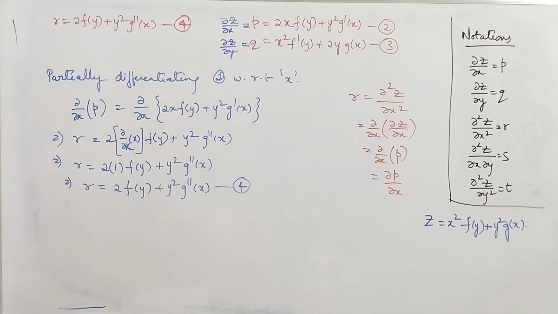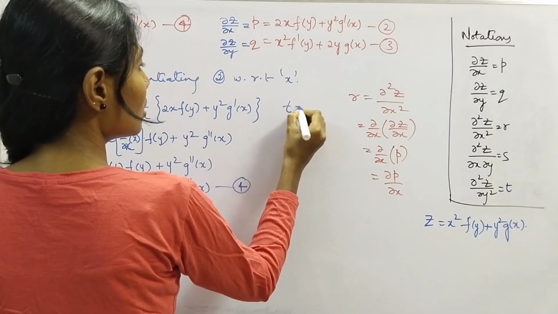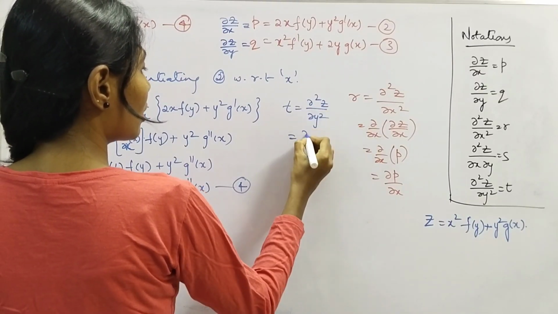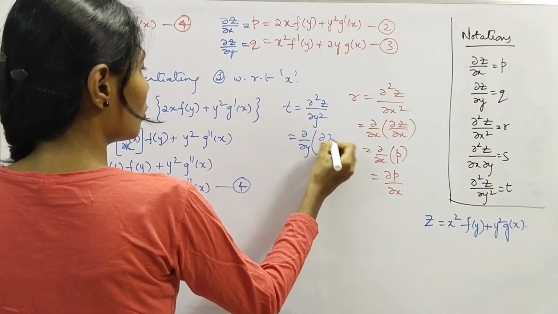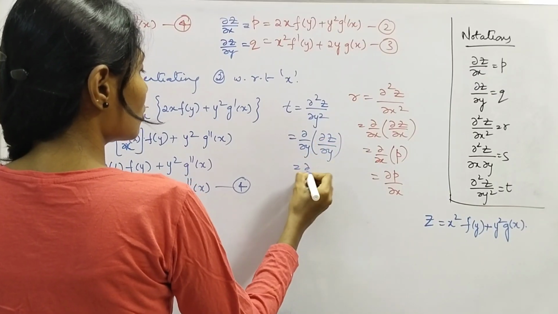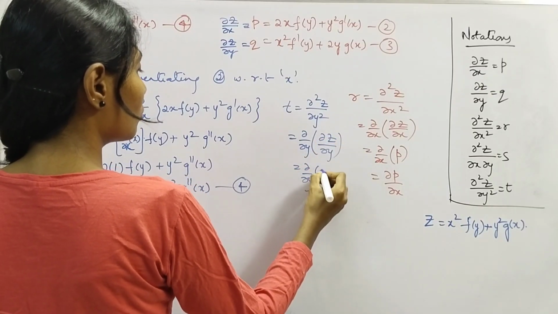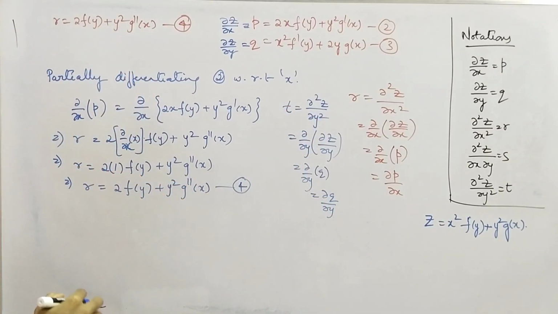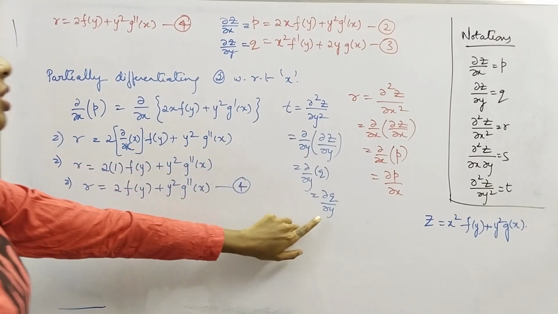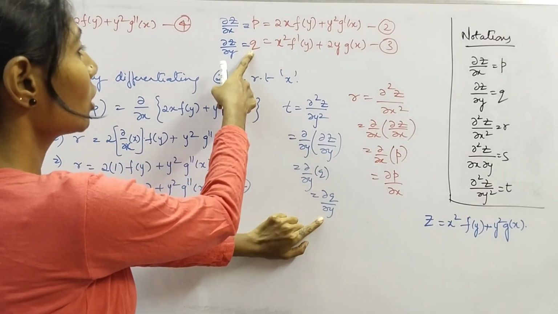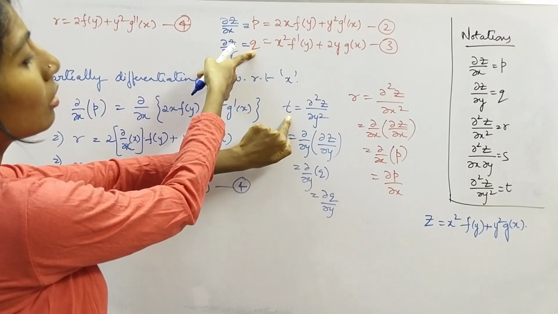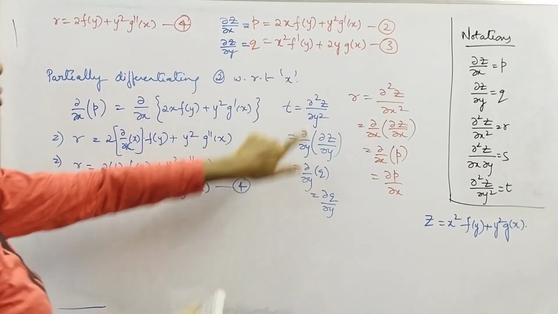Let's now find the equation involving t. We know that t is nothing but dou square z by dou y square. We can write this as dou by dou y of dou z by dou y, right? And also we know that dou z by dou y is nothing but q. So the partial derivative of q with respect to y is our t. Now in order to find the equation involving t, we'll partially differentiate the equation involving q with respect to y, so that we'll get the equation involving t.